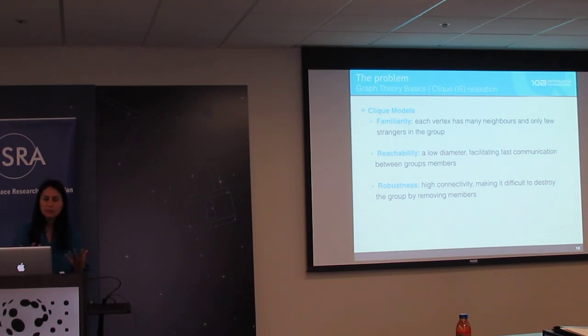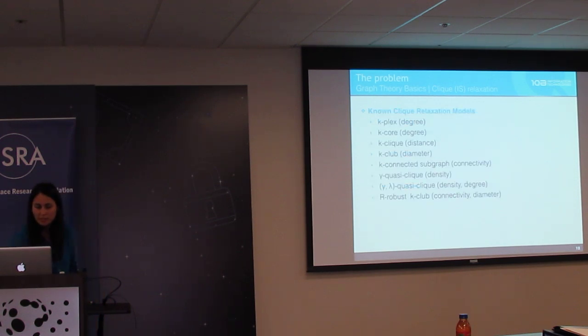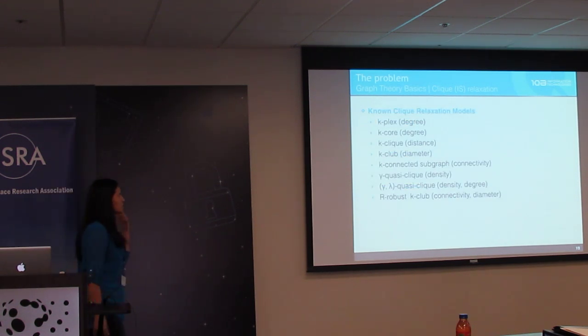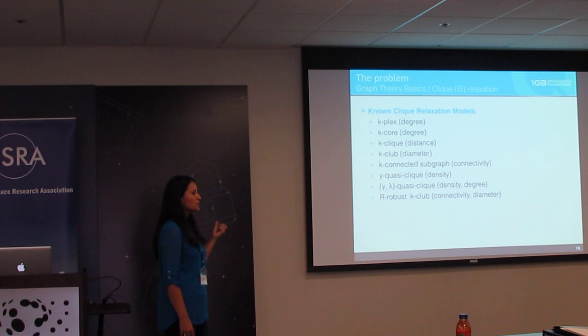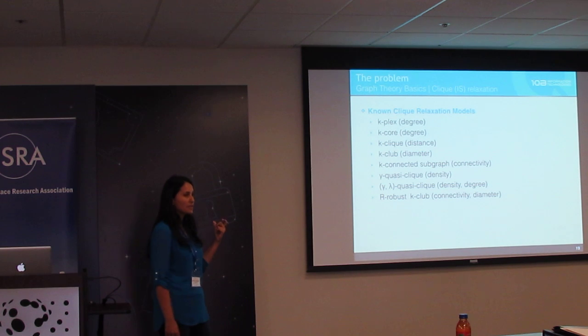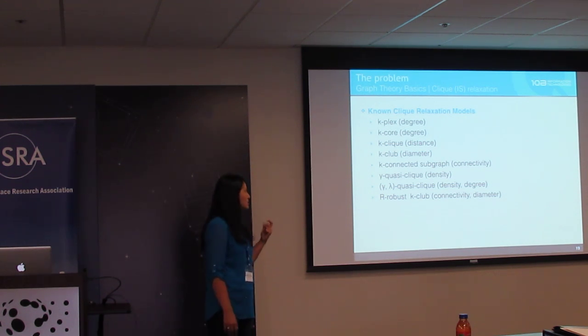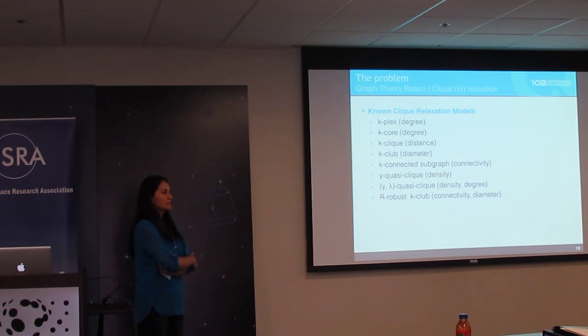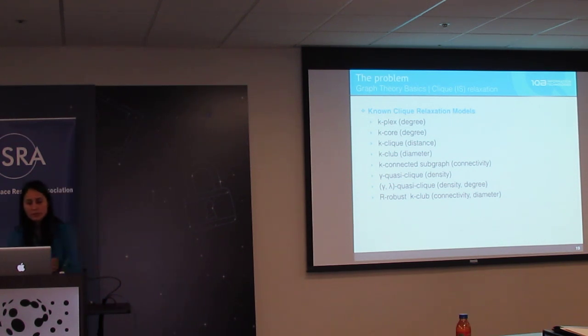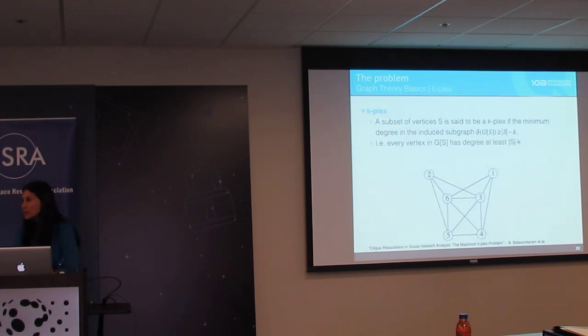So many models have been developed to relax these conditions. I'll just put a list. I haven't gone through all of them, but if you want to relax a familiarity condition, you go to relaxations of the degrees of the nodes. These other ones are for the distance, or you can relax robustness, or you can relax density. In our case, we are interested in familiarity. So the problem that we are going to implement is called K-plex.